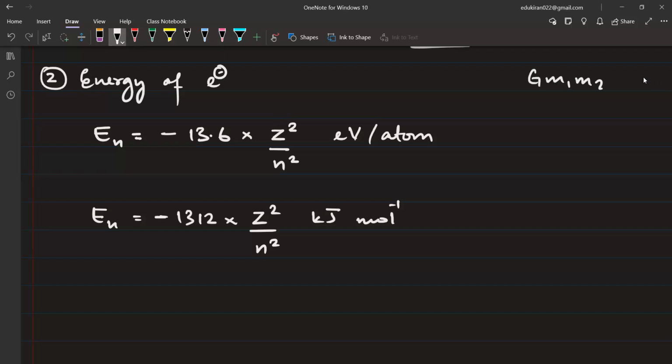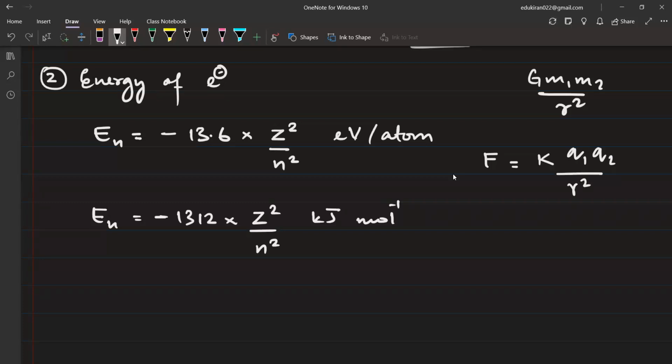Gravitation, G m1 m2 upon r square, you have studied this, haven't you? So this gives you the force of attraction between two masses. Similarly, the force of attraction between two charges is very similar, which you will study in 12th in physics. It is K, a constant, just like G is a constant, Q1 Q2 upon R square.